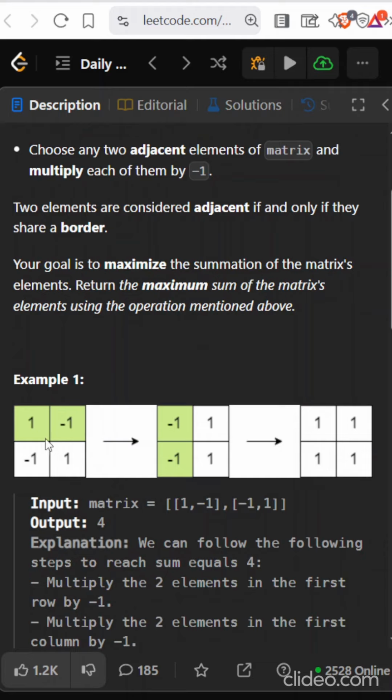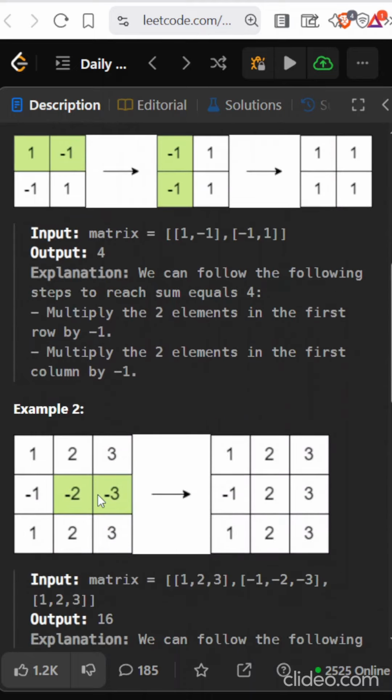So let's say I have two negative values. If I multiply these two by -1, both will become positive. But what if the negative count is odd? Here, the negative count is odd. If I try to make these two positive by multiplying both of them by -1, they will become positive, but this one will be left, and I will have no adjacent pair to make it positive, right?